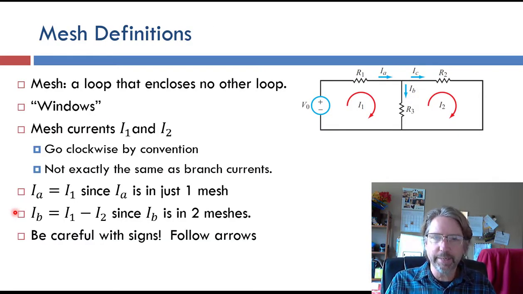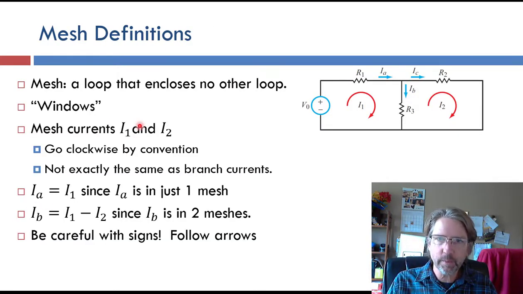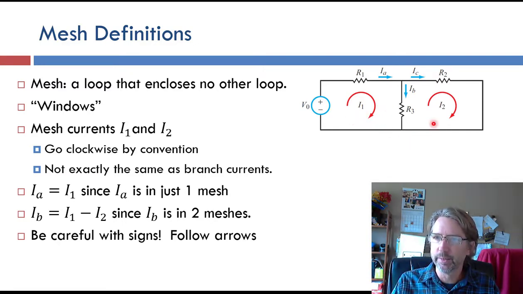So the first thing we have to decide is what is a mesh. A mesh is a loop. You can go back to the earlier lectures that define all of these things, but a mesh is a loop that encloses no other loop. You have to have the right number of meshes or you can't get a set of equations that will solve the system if you have too many meshes or not enough meshes. I think the easiest way is to count the windows in a circuit. So the open spaces here that don't have other loops inside of them, those are meshes. You can do tricks with other mesh definitions, but this is the simplest one.